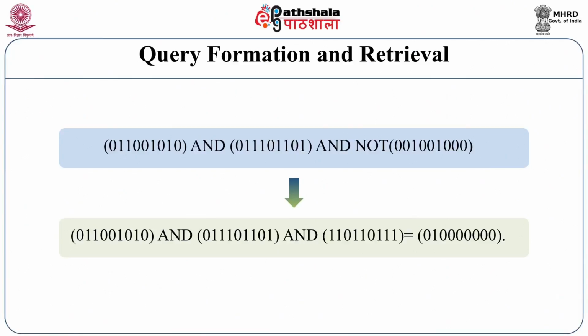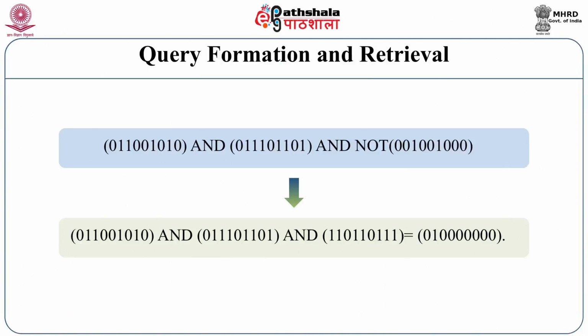Now first we will negate the Boolean expression for the term T8. That means I will just do the complement of the Boolean expression for the term T8. So after doing the NOT operation for the term T8, it becomes 1 1 0 1 1 0 1 1 1, and then I am doing the binary AND operation bitwise. So after doing the binary AND operation, it becomes 0 1 and the rest are 0.